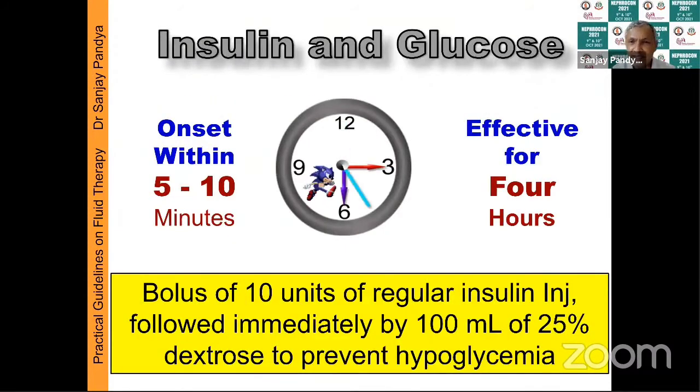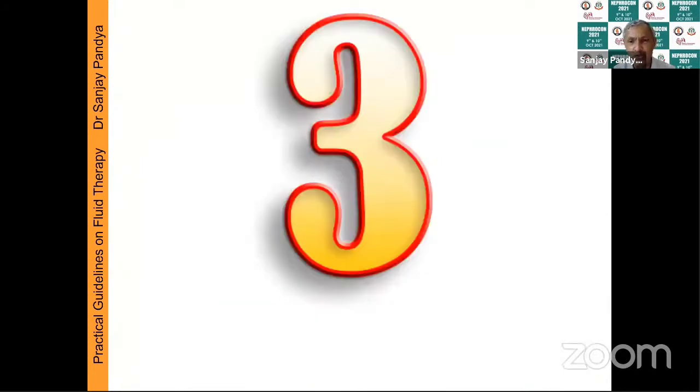You may not give dextrose following insulin and just monitor it. Now, it works fast and therefore a bolus should be given. When we are in crisis, start with a bolus of insulin followed by dextrose, and for subsequent doses you can add insulin in dextrose 25%, and this is how insulin and dextrose is given.